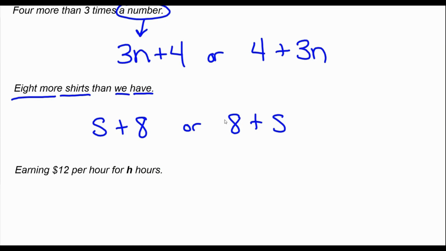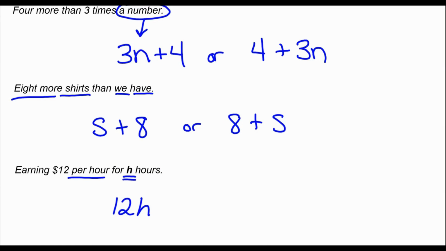Earning $12 per hour for H hours. Here's a situation where the unknown is given to us. Whenever you see it expressed that way, H is the unknown. So earning $12 per hour for blank hours. I don't know how many hours I was working. So how would I figure out how much I earned total for any number of hours? I would have to multiply 12 times H. That would tell me how much I earned for any number of hours, earning $12 per hour.